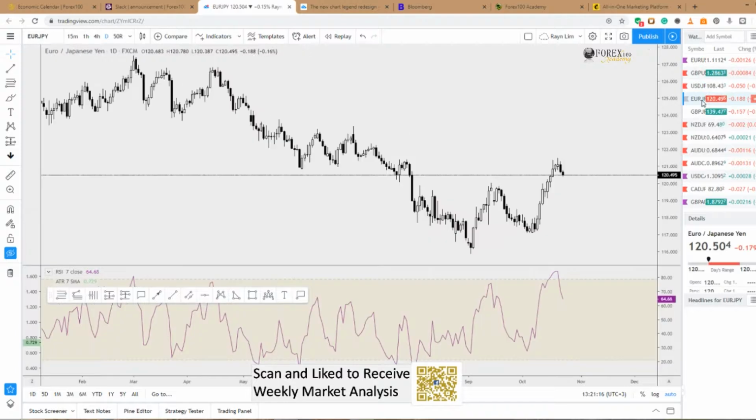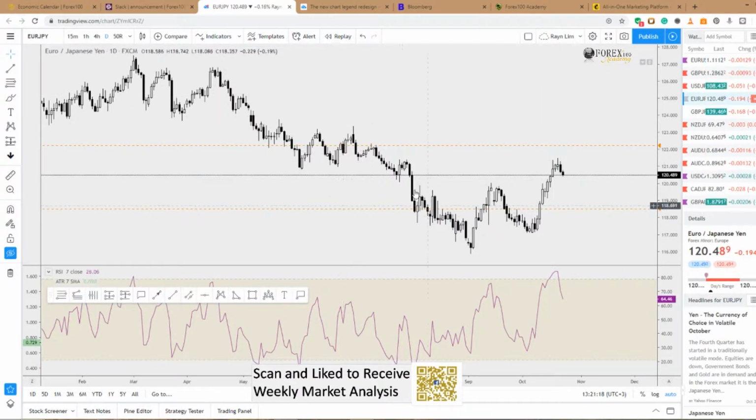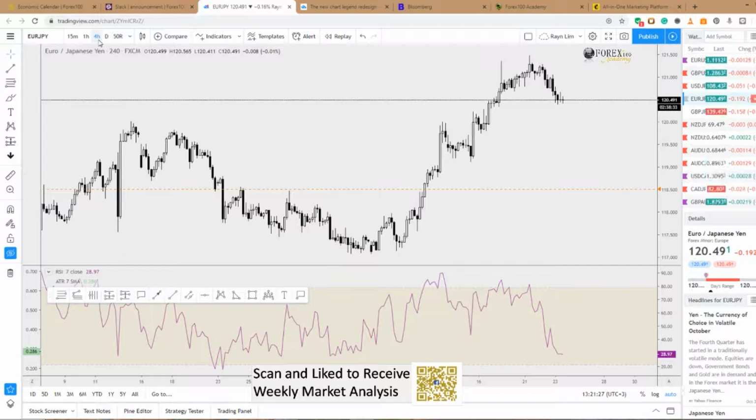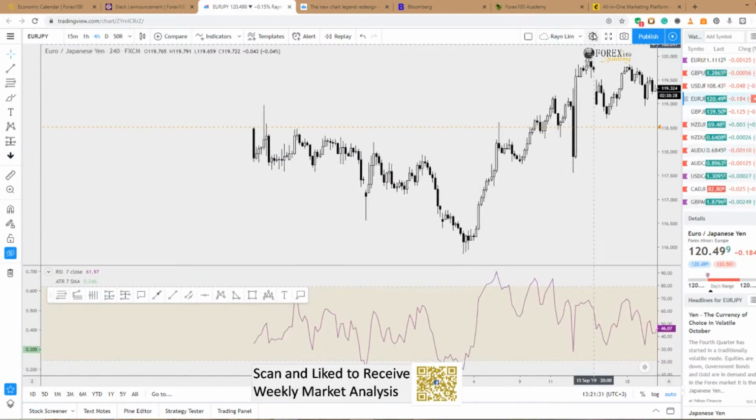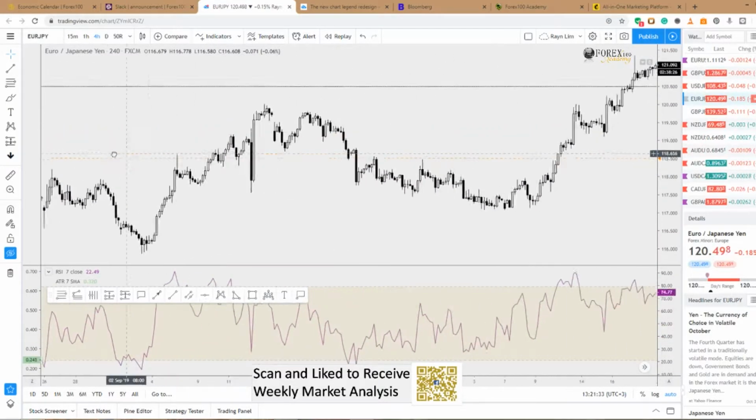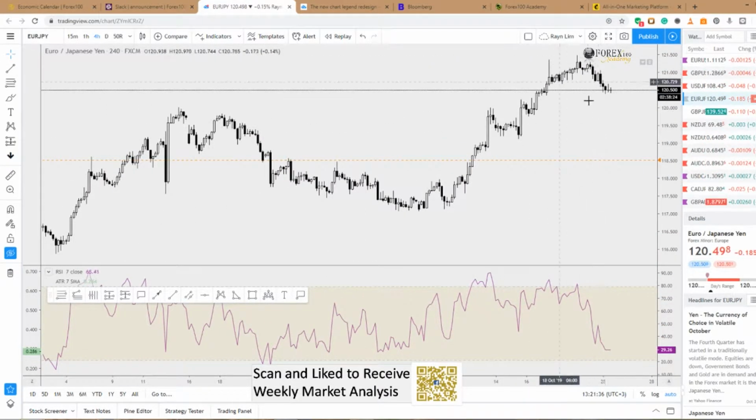Next pair, Euro Yen. On the daily chart, market came down, broke a new low, retraced, then went up. So the first break of the high, I need a retracement and another break for a bullish trend confirmation. Right now it's still bearish on the daily chart. Down to the 4 hour, it looks like the 4 hour chart has already prepared for a bullish movement. It's really bullish. It has broken 2 times.